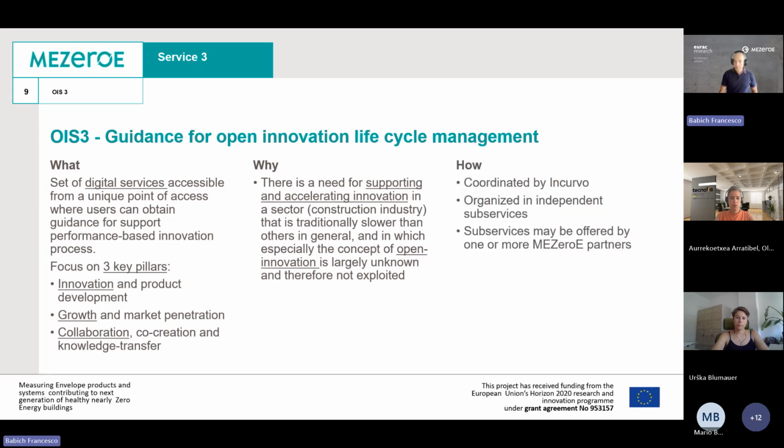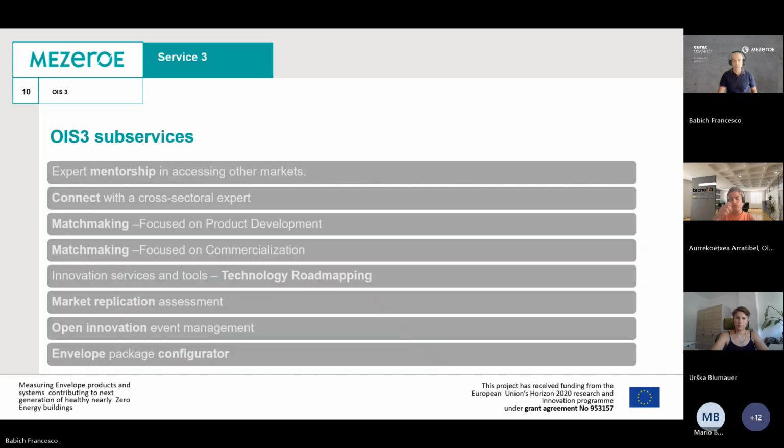And how it works, similar organization to IS1. So we have a coordinator, in this case, it's In-Ge, a Spanish partner, and then a set of sub-services that are independent, which means you can choose to use one or more of those, and each can be offered by one or more of the partners. And all the details of who can offer what are available on the platform. And in this case, the services are 8.